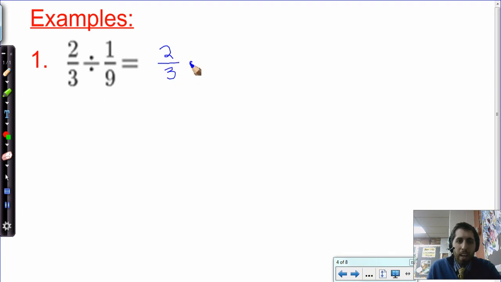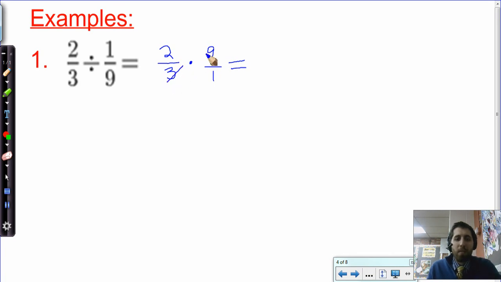Change it to multiply. And then we'll reciprocate the second number, and it'll become 9/1, or 9. First fraction remains the same. Sign changes to multiply. And then we flip the second number. And these are equivalent expressions, so they should give us the same answer because they kind of mean the same thing. You can divide by 1/9 or multiply by 9, same thing.